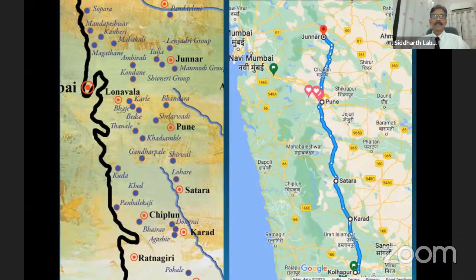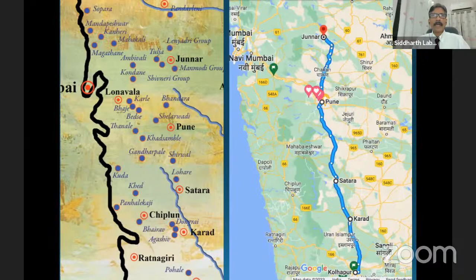And this entire line is around the trade routes. As I said earlier, the traders used to travel on that route, and meanwhile take shelter in those Leni, listen to the Dhamma, donate to the monks, and on the next morning proceed for their next journey. That was the basic concept.